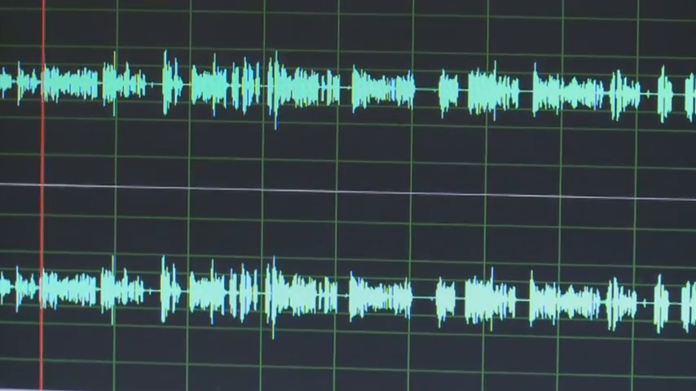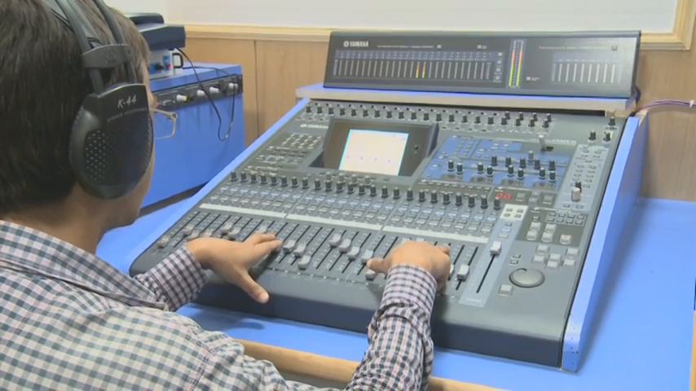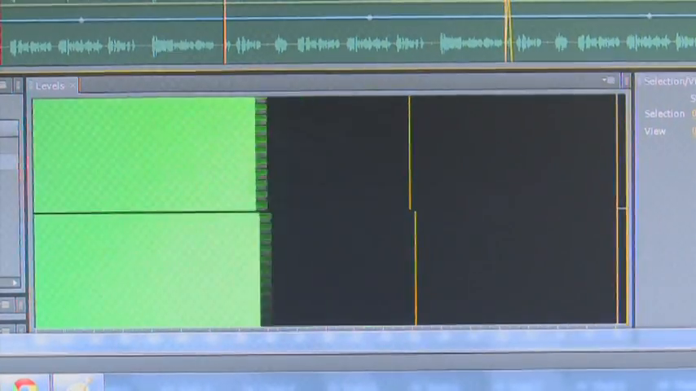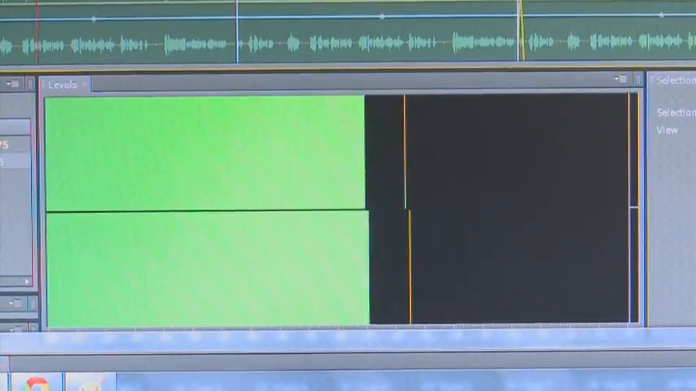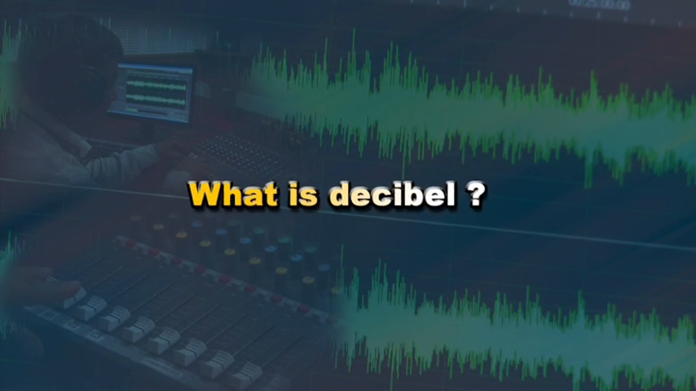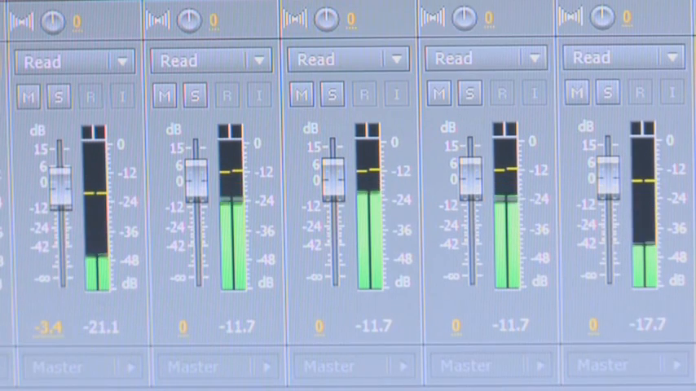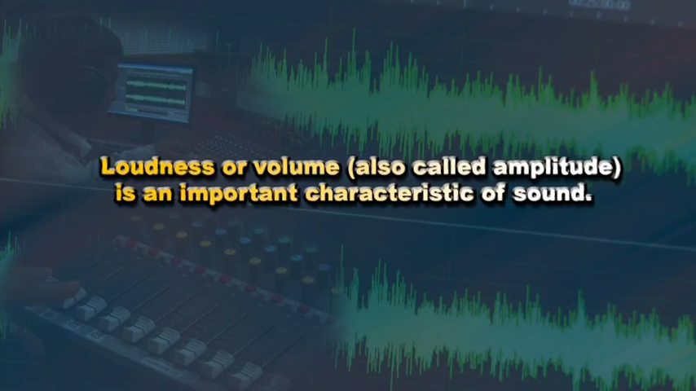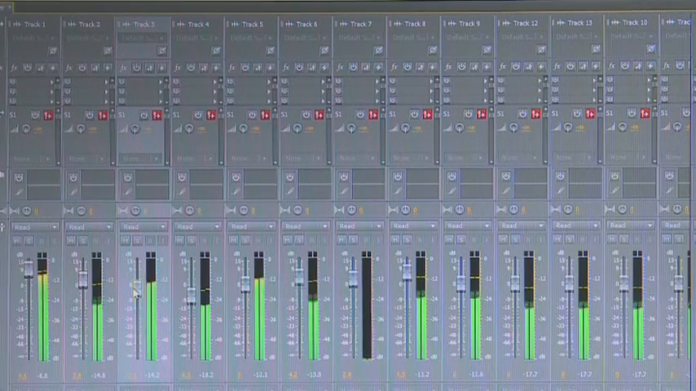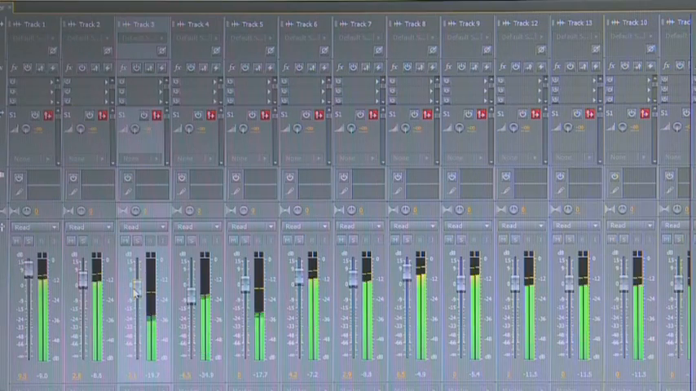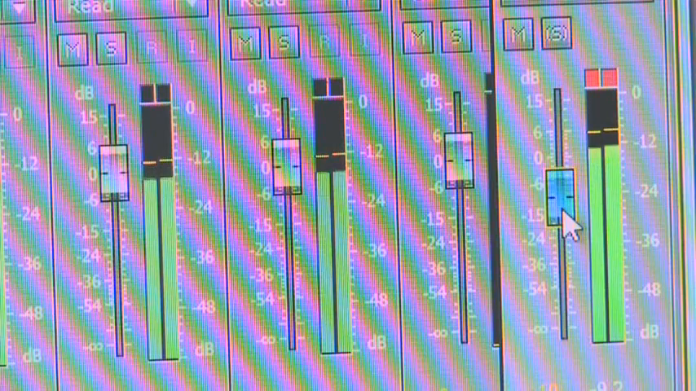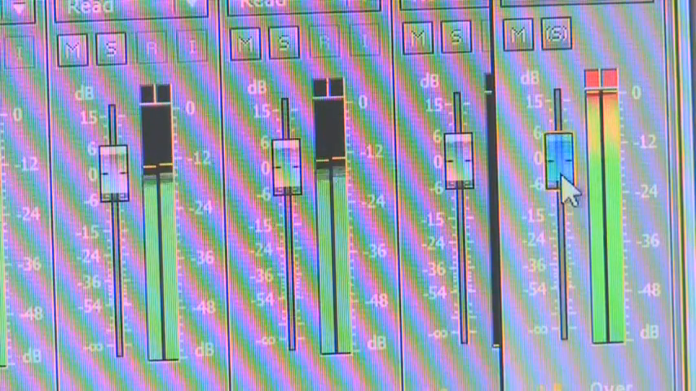Sound is simply a wave, and its perception by our ears is some mechanically created waves resulting from the vibration of air molecules. Now let us know what a decibel is. Loudness or volume, also called amplitude, is an important characteristic of sound. Loudness of sound is measured in decibels. The decibel, dB, is a unit used to measure sound intensity and other physical quantities.